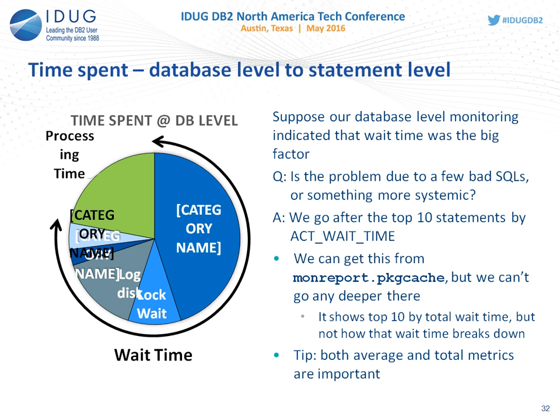The easy way to tell the difference is we go after maybe the top 10 statements by activity wait time. If it's a true system level problem, then probably all my statements are going to be impacted in a fairly similar way, whereas if it's 3 or 4 bad actors, they're going to stand out right at the top and go, look at me, look at me, look at me. So we're going to look at it that way. MON_REPORT.PKGCACHE, again, it's nice and quick and easy, but we can't go any deeper, so we're going to get most of the deep dive information from MON_GET_PKG_CACHE_STMT.